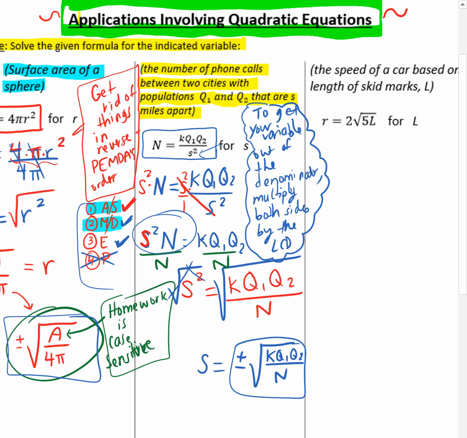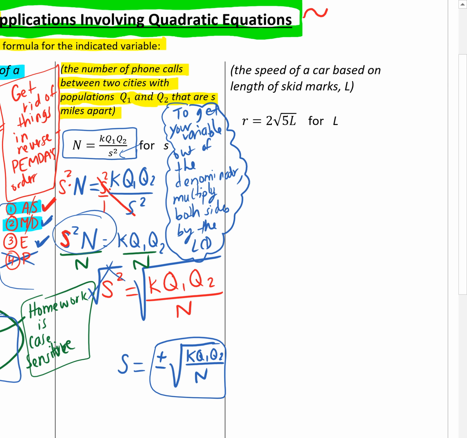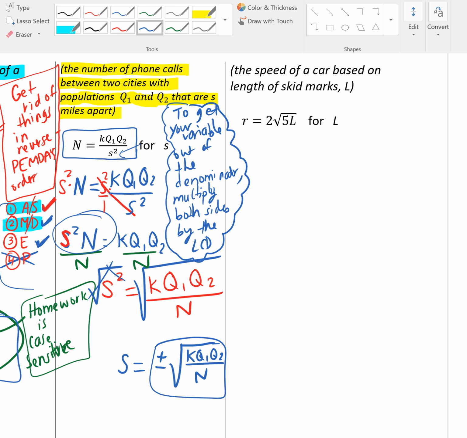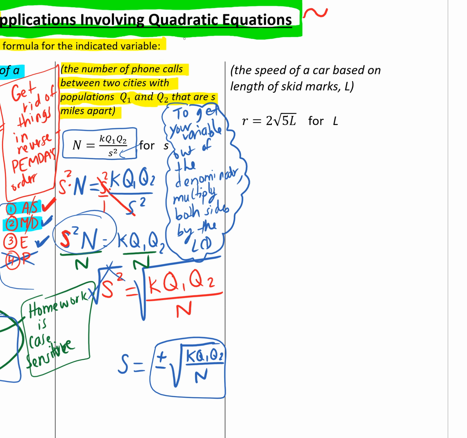Okay, let's try one more here. This last one, or no, not the last one, the second to the last one, sorry. The application, it's the speed of a car based on the length of the skid marks. So that's kind of interesting. If you were to brake really hard in your car and you made skid marks, someone can tell how fast you were going based on this formula.